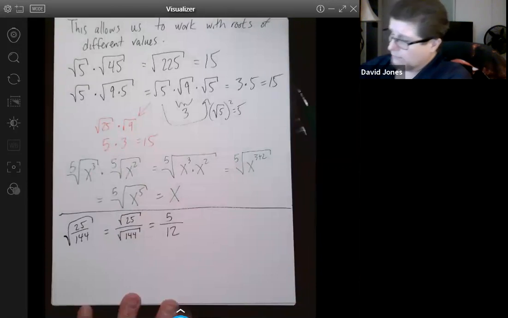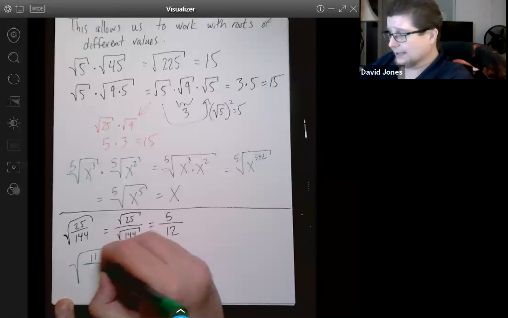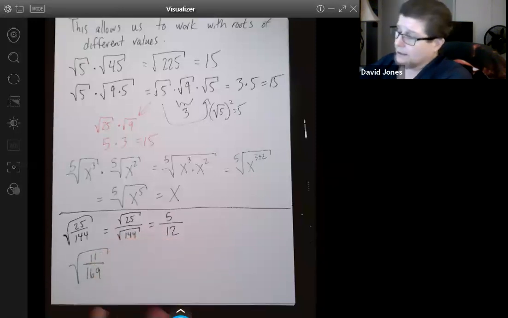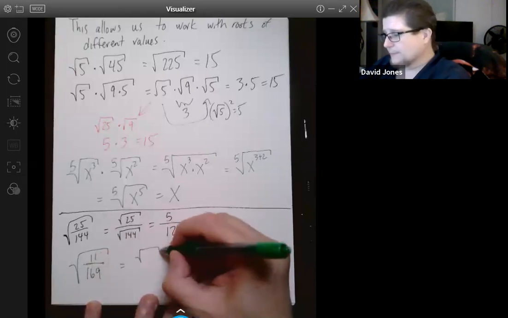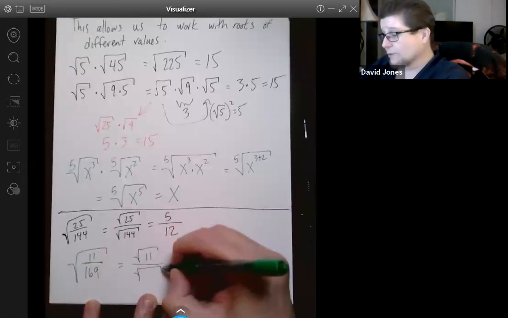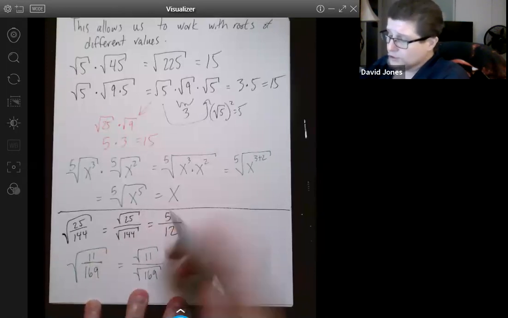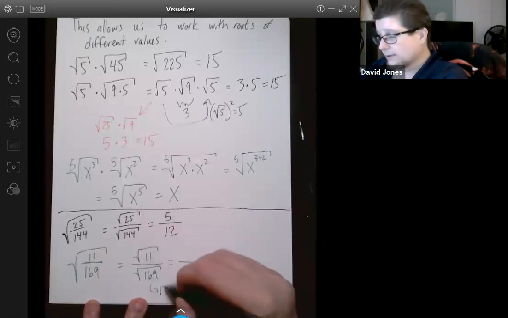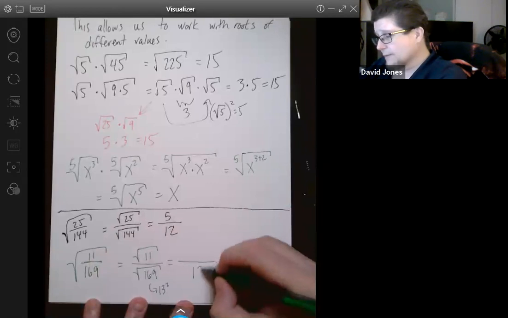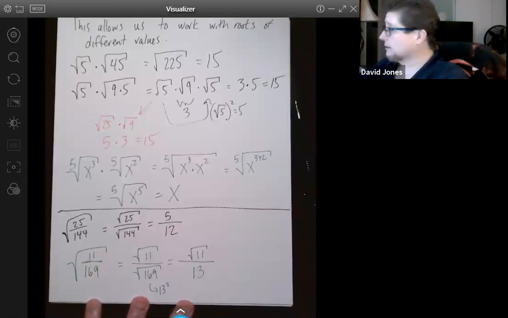Another example. Well, let's do the square root of 11 over 169. Let's try to clean this up. I can split that up into the square root of 11 over the square root of 169. And 169 is a perfect square. It's 13 squared. So I can end up putting a 13 on bottom. 11 is not a perfect square, so I'm going to leave it as a radical. Okay?